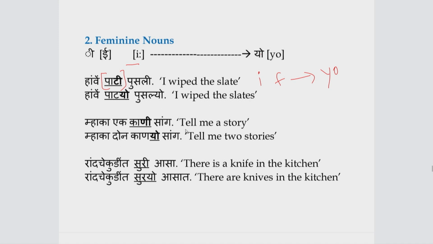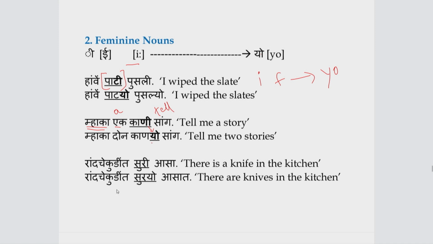Maka ek kani sang, tell me a story. Maka is to me, ek is one or a determiner, kani is story, sang is to tell. Maka ek kani sang, tell me a story. Maka don kaniyo sang. So kani becomes kaniyo. Tell me two stories.